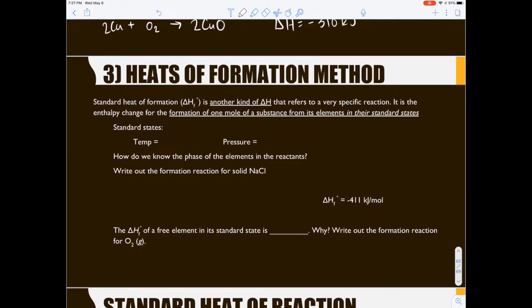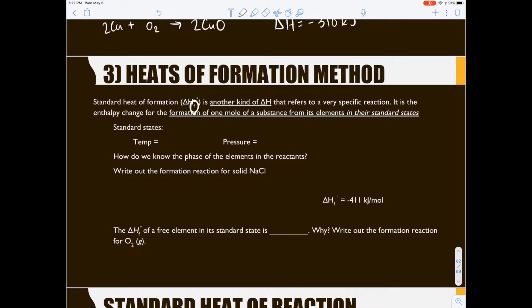Standard heat of formation is one other kind of delta H. So we've talked about multiple delta H's, right? There's heat of combustion, which is the heat released when a mole of something combusts. There's heat of solution, which is the heat released or absorbed when a mole of something dissolves in water. There's heat of fusion, which is the heat associated with a mole of something melting. So there's all these different delta H's. Here's our last delta H we're going to talk about, heat of formation, okay?